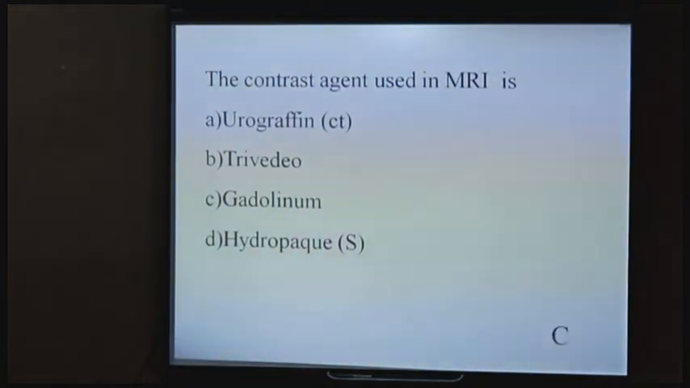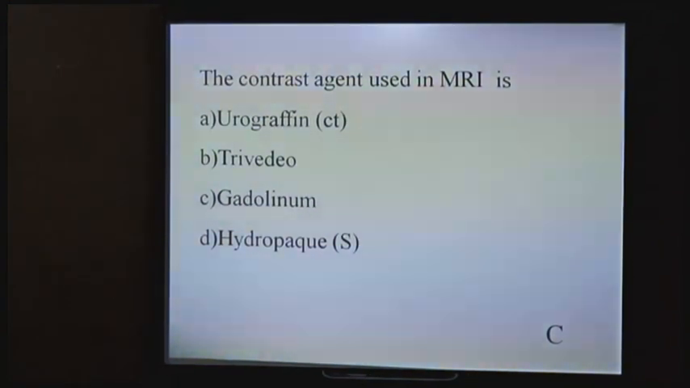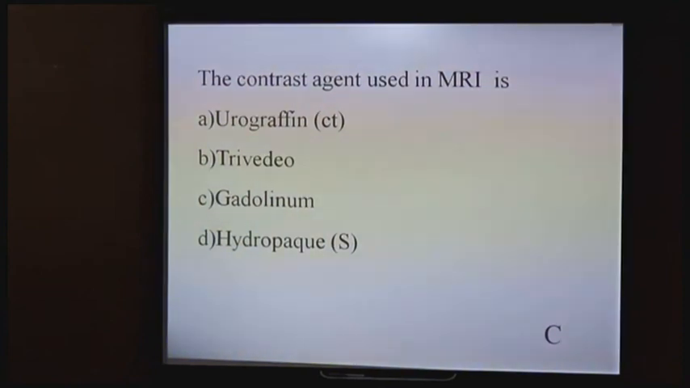Urographin is used for CT. Trivideo is also used for CT, but generally for pediatric patients. And hydro-opaque is a material which is used for xylography. What is xylography? Injection of a contrast medium into your salivary gland ductal opening, which will fill your salivary gland, and you will take a normal extraoral radiograph to see this tree or the normal salivary gland structure. You will see the anatomy of a salivary gland by the process of xylography.